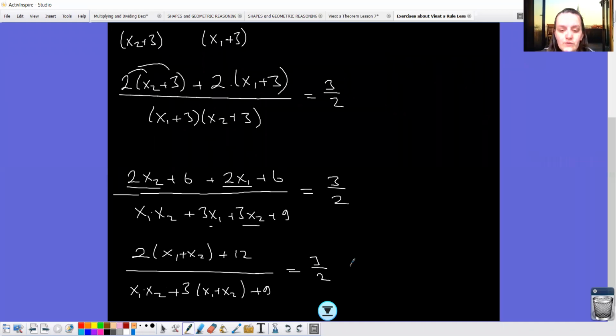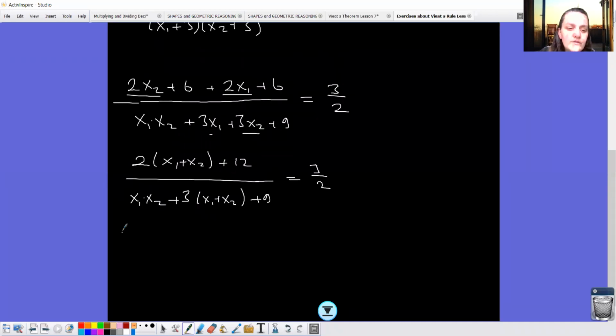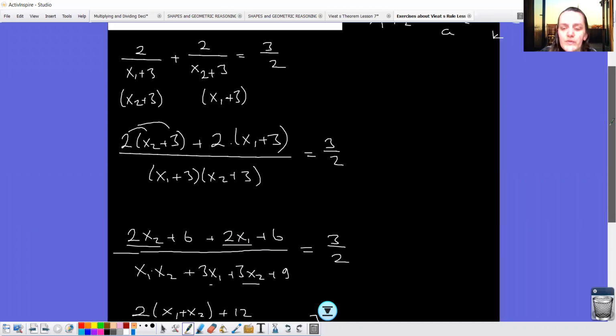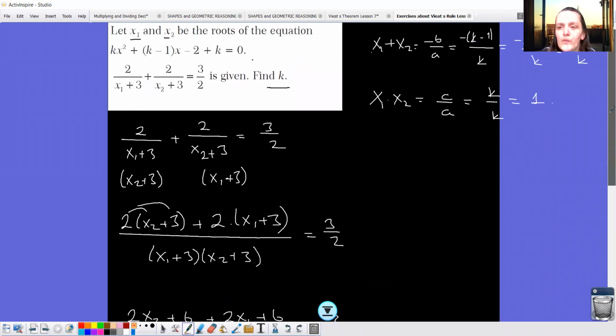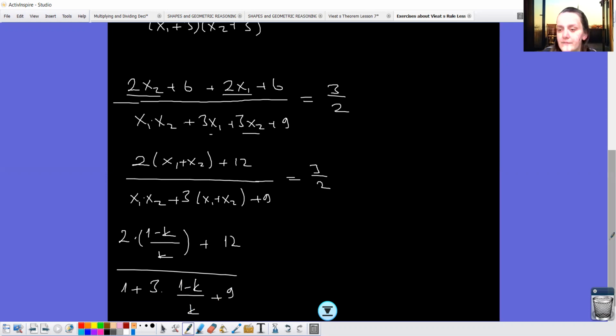Now in our equation, if we write what we found, 2 times what we found as x1 plus x2, 1 minus k over k, plus 12 over, here we have 1 plus 3 times 1 minus k over k plus 9, is equal to 3 over 2. Then I will continue here.